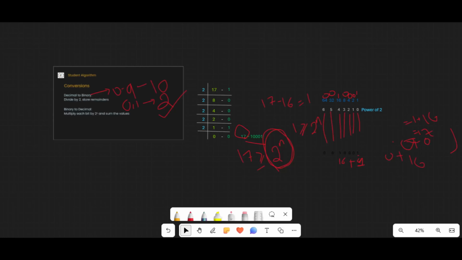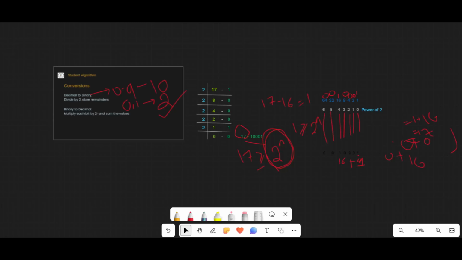So how will we do that? Let's look. First we'll take an example of 17. We will be dividing 17 by 2. The quotient will be 8 and the remainder will be 1. Then again you have to divide 8 by 2, the quotient will be 4 and the remainder will be 0. Again divide by 2, it will be 2 and 0. Again divide by 2, it will be 1 and 0. Again divide by 2, 0 and 1.